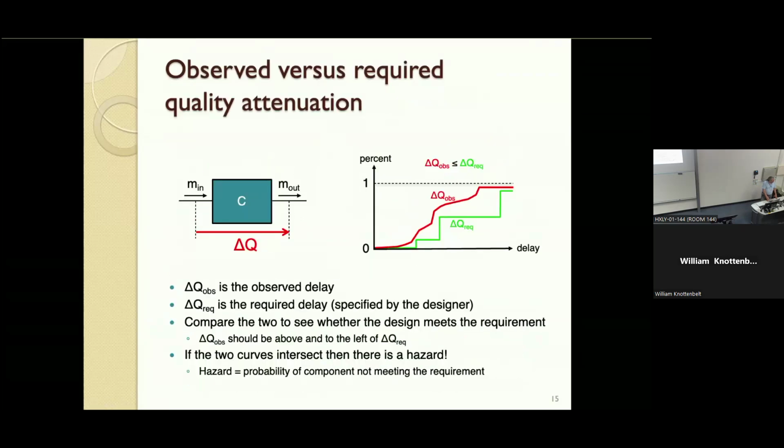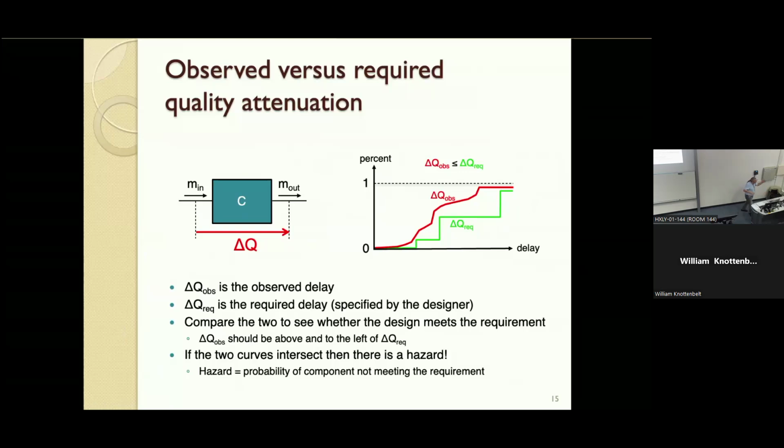And so when you're designing a system, you have its actual behavior, which is the red delta Q, the observed delay, but you also have a system requirement. You're designing the system to have some particular demands on it, and that is also a delta Q. Here I show it as a stair-step function, and then you can compare the two. So basically the red delta Q, if you want the system to satisfy its requirement, has to be to the top and to the left of the required delta Q. Now, the red one can fluctuate.